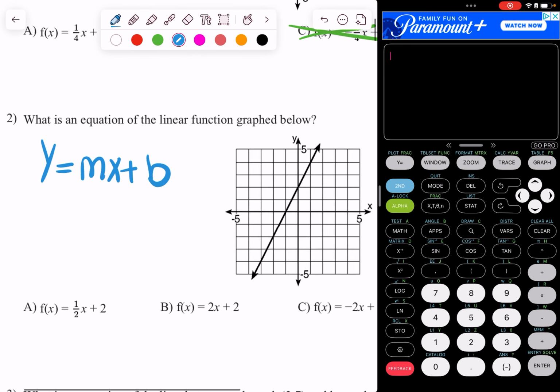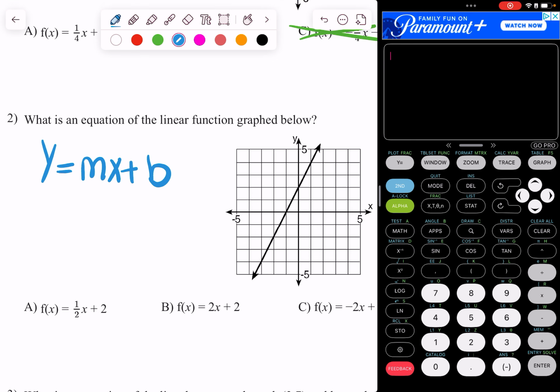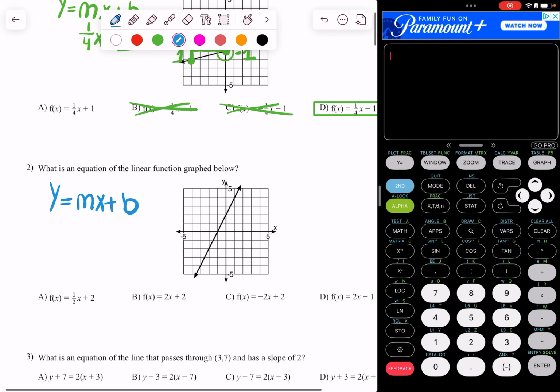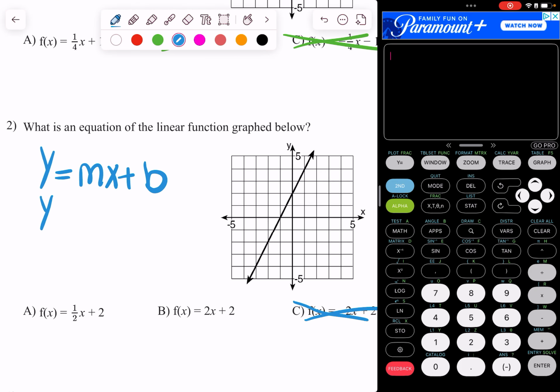Okay, again, let's think, is this line going up or down? This line is definitely going up. So I'm going to get rid of answer choice C because it has a negative slope. Okay, so y equals, let's find what our slope is. Here's a point, and here's a point. I rose 2, and I ran 1, which means my slope would be 2 over 1, which just equals 2x. All right, so my answer is not going to be A.